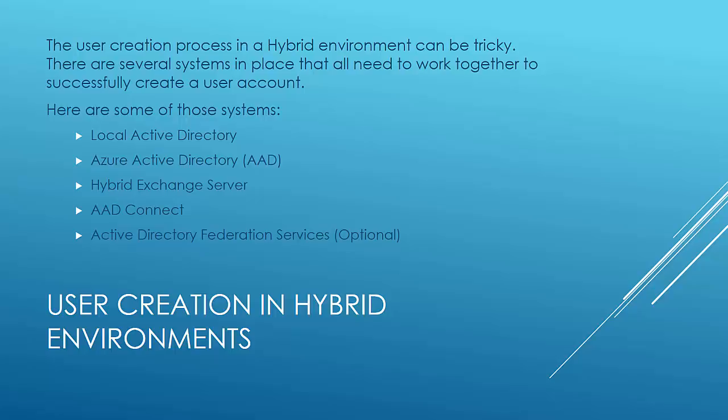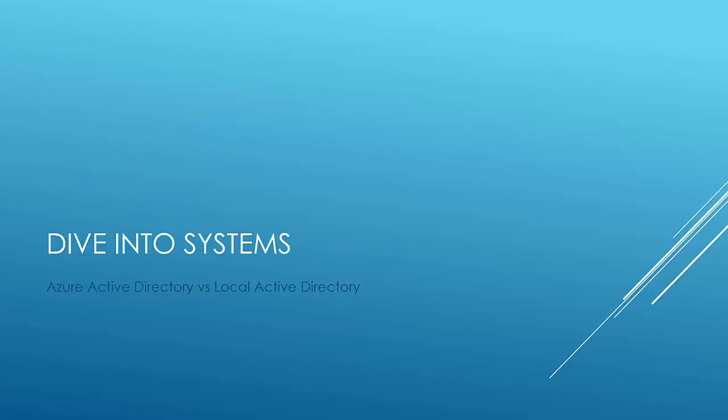Optionally, we will sometimes include Active Directory Federated Services. What that does is provide authentication between Office 365, forcing it back to the local directory. We're not going to spend a lot of time on it, as this is not really affected. So let's dive into the systems here.